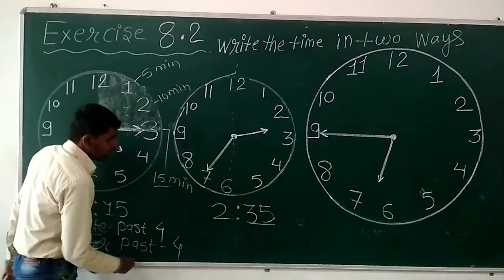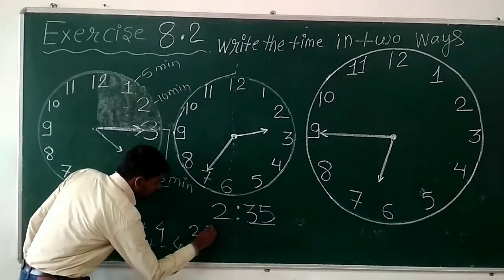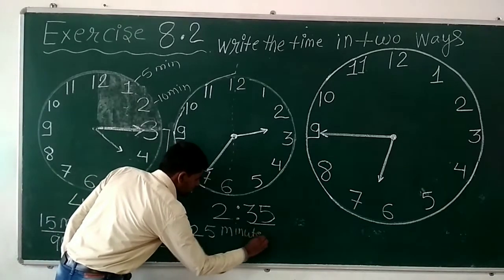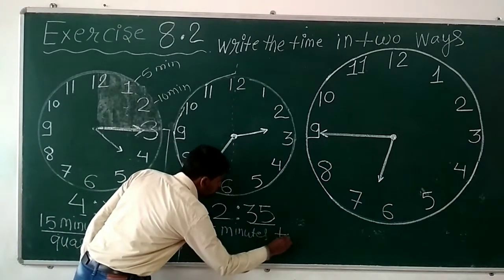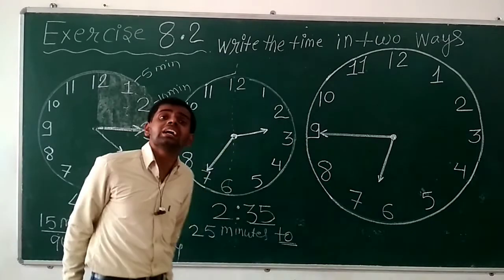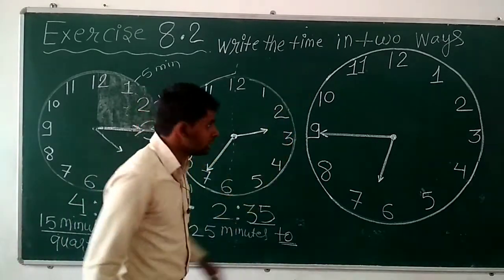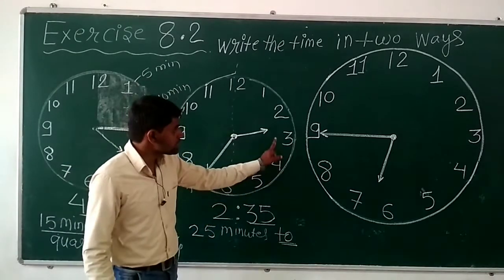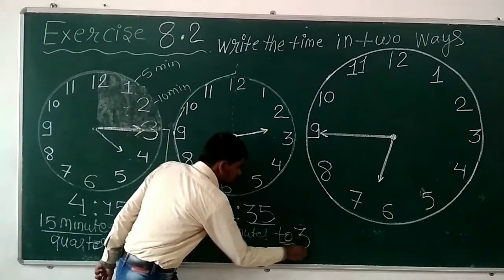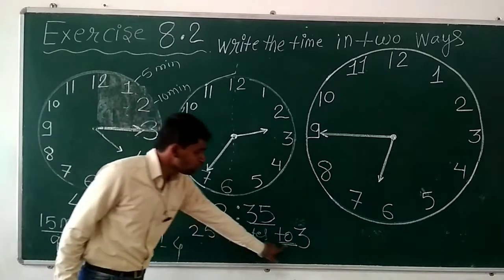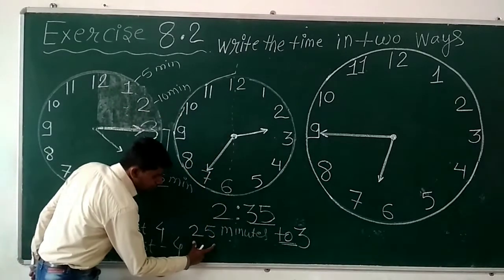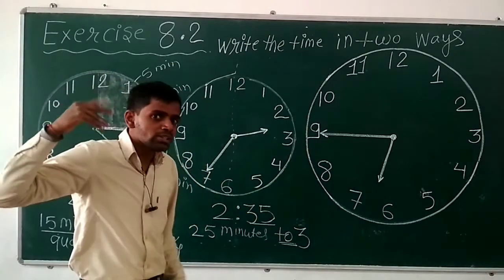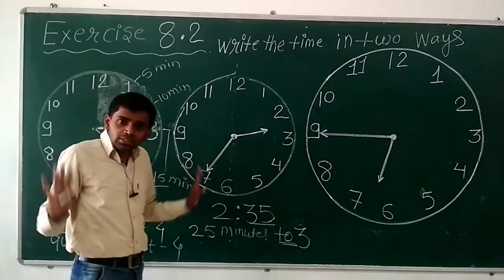Okay, so we will write here 25 minutes to. अब जब हम लोगों ने to लगा दिया, to मतलब आने वाला. So what is the next time? What is the next number? That is 3. So we will write here 3. It is the 25 minutes to 3. That means after the 25 minutes there will be a 3 o'clock. 25 मिनट के बाद 3 बज जाएगा.